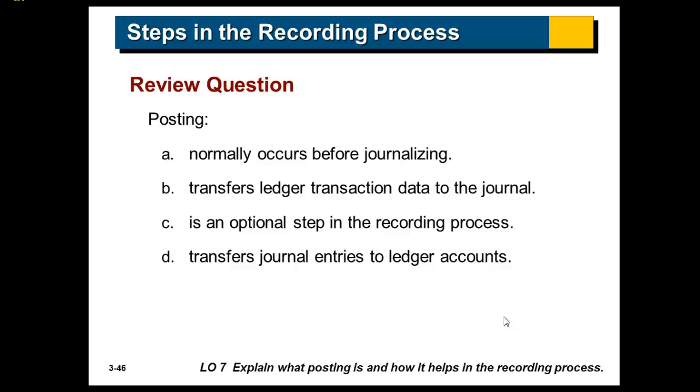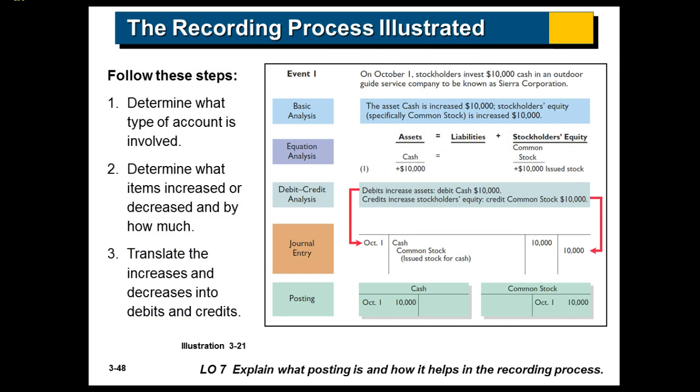So our review question here says, posting normally occurs before journalizing? I don't think so. We have to journalize first. Of course, we review and analyze the transaction, we journalize it, and then we're going to post it. Posting transfers ledger transaction data to the journal. Posting's an optional step, or posting transfers journal entries to the various ledger accounts. So D would be the correct answer here, because we have to journalize it and then we go back to those journal entries and we transfer them to the various accounts which are debited and credited there.